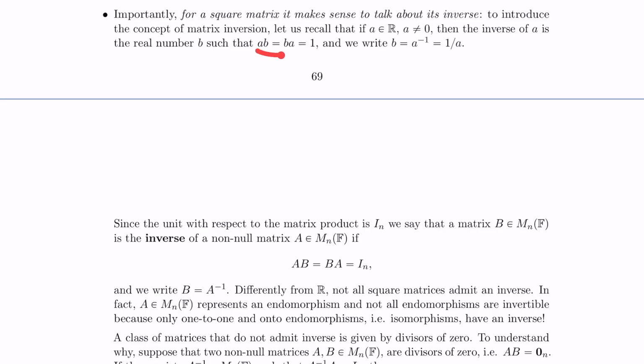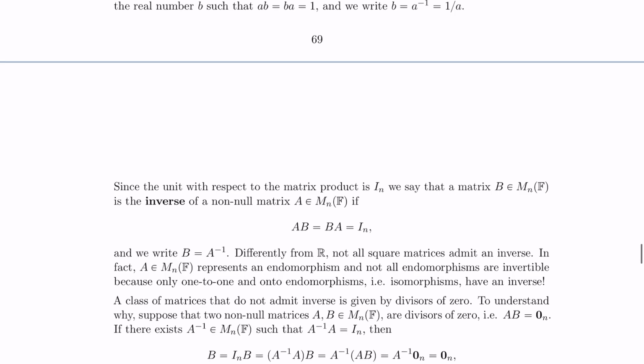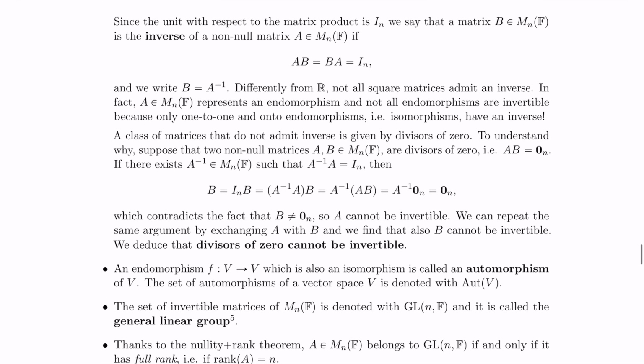If we want to transpose this definition in the matrix realm, we have everything we need. In fact, we know how to multiply matrices, and we know what is the unit in the matrix realm, that is, the identity matrix. For this reason, we say that a matrix B is the inverse of a non-null matrix A if AB or BA is equal to the identity matrix. And we write this symbol here.